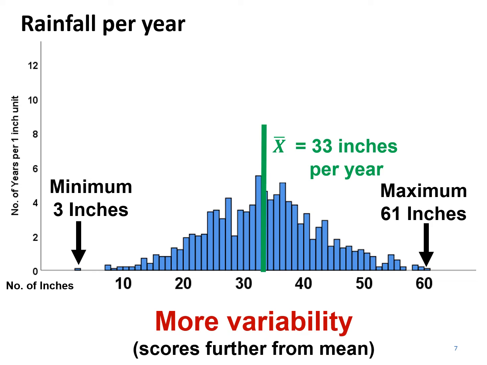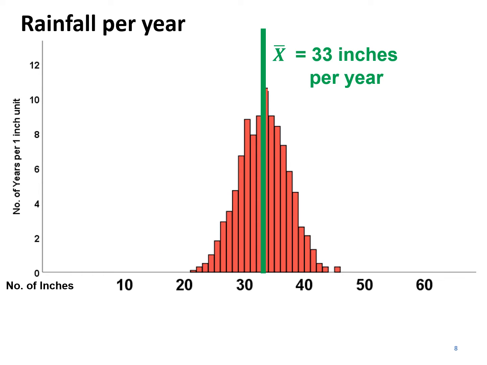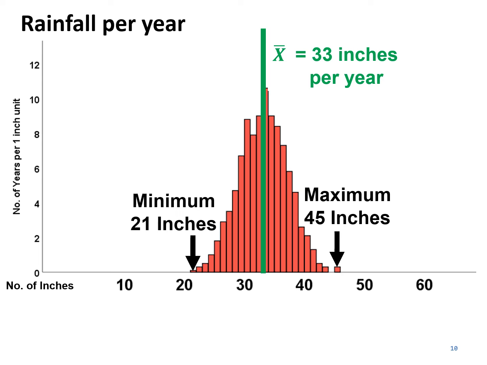There were many years where the rainfall was far away from the mean of 33 inches. The variability in this place was much less. The maximum rainfall per year was 45 inches. That's a lot of rain, but not nearly as much as the 61-inch maximum in the other place. The minimum rainfall one year was 21 inches. That was lower than average, but a lot better than the 3-inch minimum in the other place.